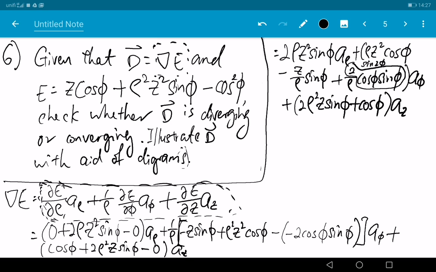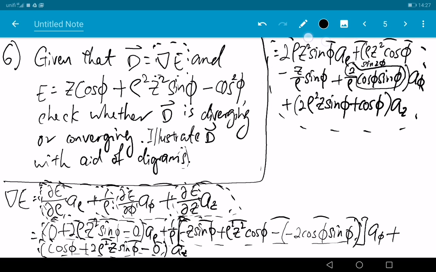Differentiate E with respect to rho, and thus we get this. Then we differentiate E with respect to phi, and we get this. But don't forget that we need to multiply by 1 over rho, or divide by rho. Then the last one, differentiate E with respect to Z, so we get this. After simplifying, we get this as the final output for the gradient of E.